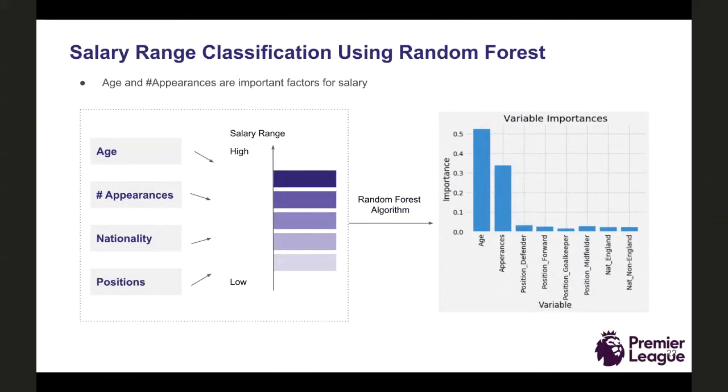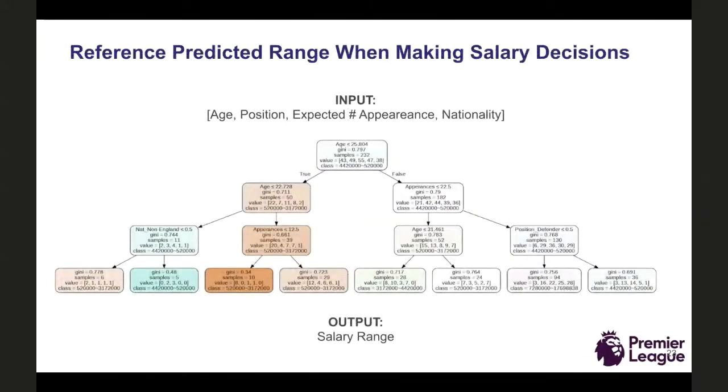So following that logic, we used the random forest algorithm based on the historic data in the database we have created to generate analysis. We found that the age and the number of appearances of a footballer in a certain season are very influential on the salary decisions. And this slide shows the application of this model in real use.